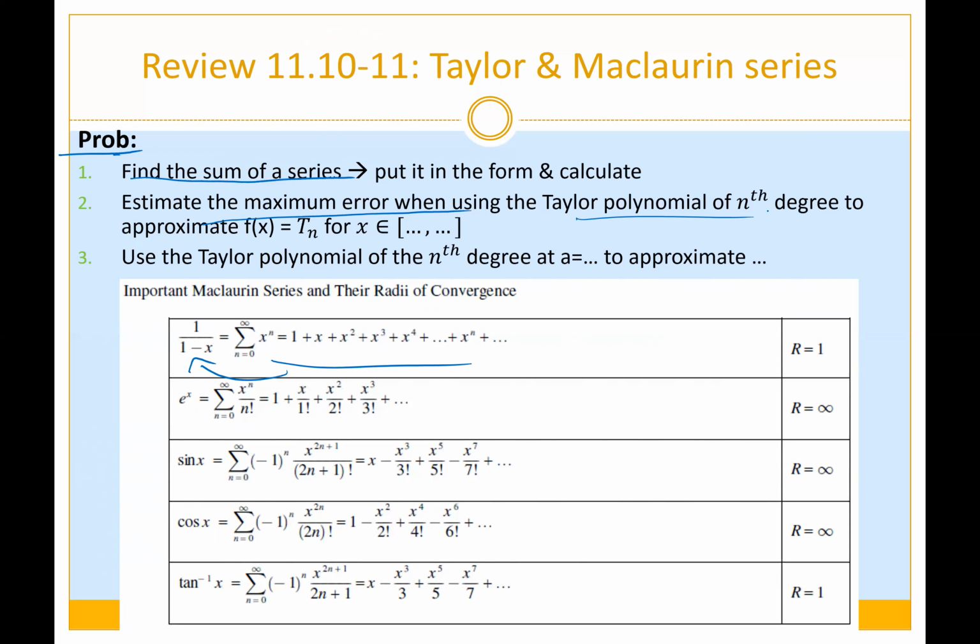Some important Maclaurin series and their radius of convergence. I put it all together from your lecture notes and also book notes. It's basically saying you have these functions: 1 over 1 minus x, e to the x, sine x, cosine x, inverse tangent of x, and these are going to be the Maclaurin representations of them.